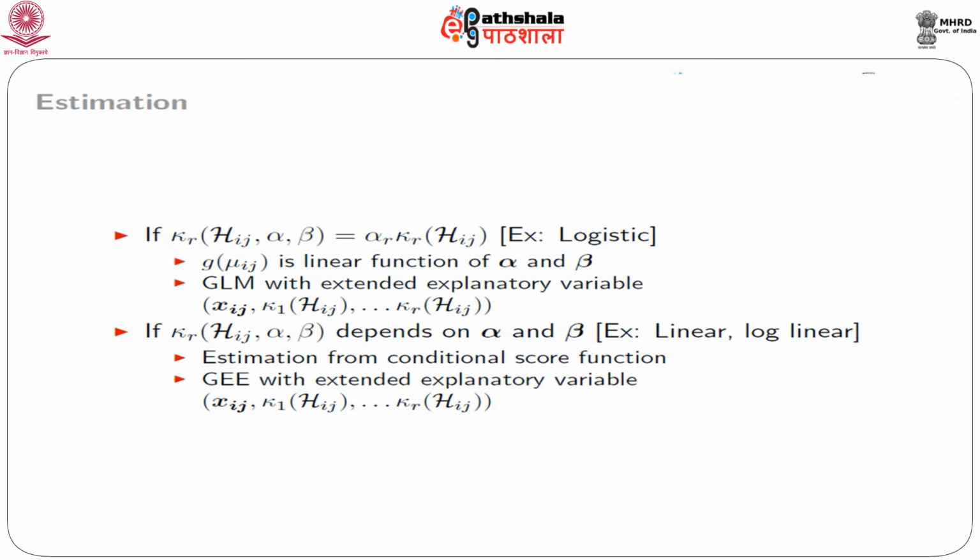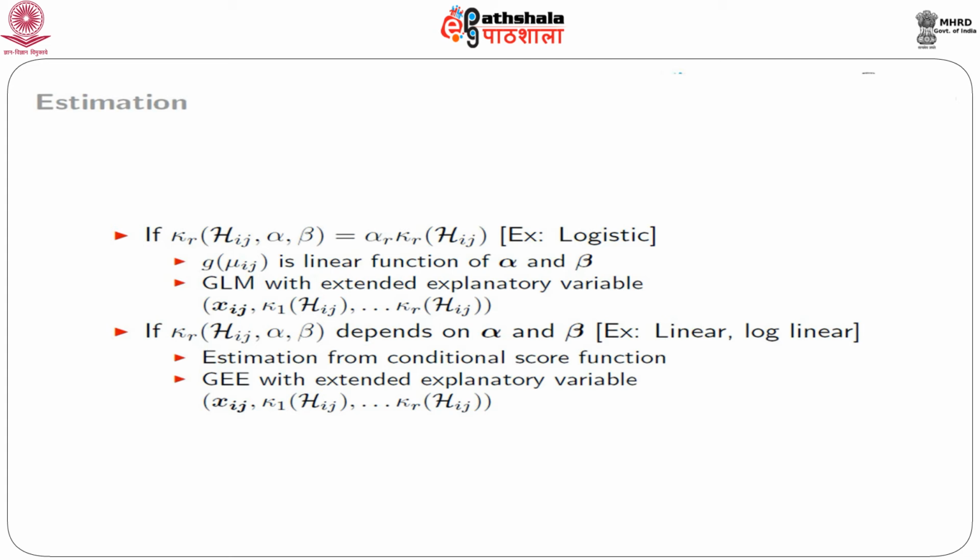Now, this is the situation which comes up for linear transition models as well as for log linear transition models. Here the estimation is done from the conditional score function, and the fitting produces the marginal models. But that means we are fitting a marginal model with extended explanatory variables: the effect of the explanatory variable, the betas, is included as xij in the model, and then kappa 1 eta ij to kappa s eta ij results in alpha.